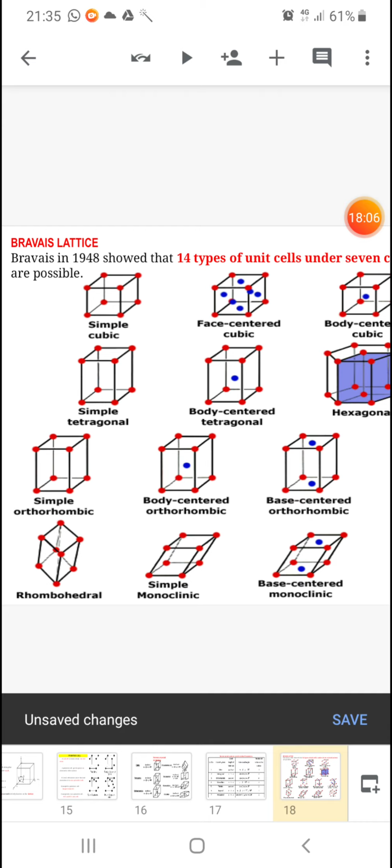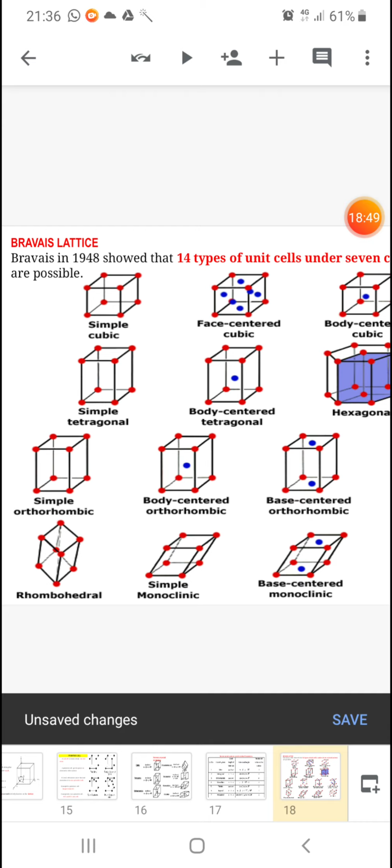Now next one is the trigonal, also called the rhombohedral crystal system, in that a = b = c where alpha = beta = gamma ≠ 90 degree, and this is the simple primitive crystal structure. Examples are calcite, arsenic, Sb and Bi. Now next one is the hexagonal system. In hexagonal crystal system, a = b ≠ c and alpha = beta = 90 degree and gamma = 120 degree. It is simple primitive structure. SiO2, Mg, Zn and Cd are the examples.